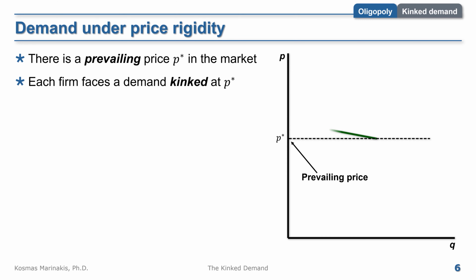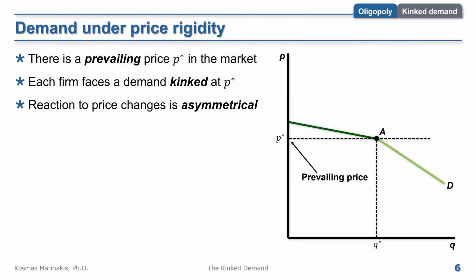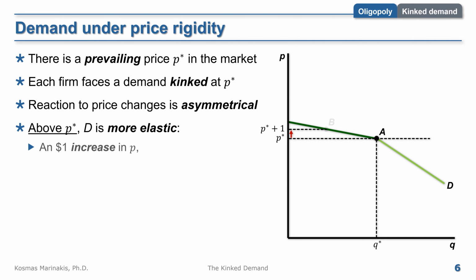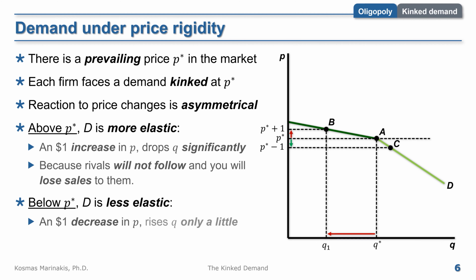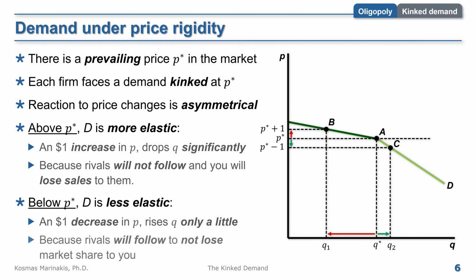Now, this behavior makes the demand for the firm kinked around P star. That is, the reaction to price changes will be asymmetrical. Above P star, the demand is relatively elastic. That is, a $1 increase in price will make you lose a large market share because most likely your rivals will not increase their prices. So you will bleed customers to them. Below P star, however, the demand is less elastic. Now, a $1 decrease in price will allow you to gain only a few customers because your rivals will follow you to the lower price and you will not grab many of their customers.